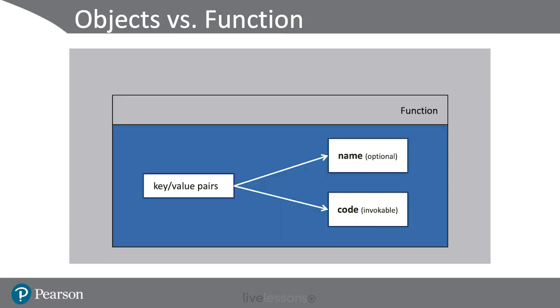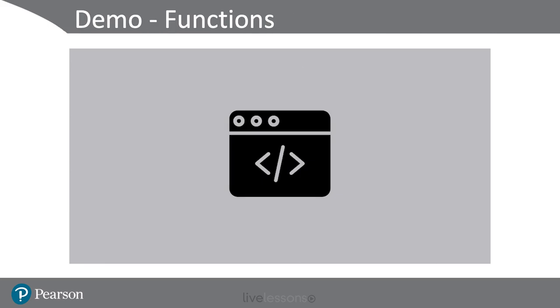Looking further into the two special properties that a function has, one of them is name, and it can really be optional because a function can be an anonymous function. And the second property is the code that it contains. And this property happens to have a special meaning because it's invocable. So let's look behind the scenes and see, or prove rather, that functions are indeed objects.